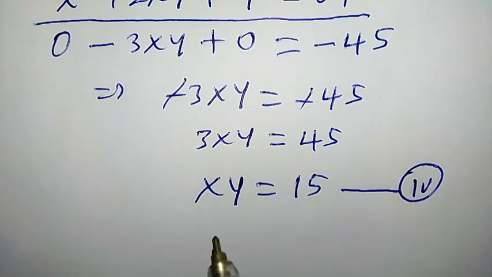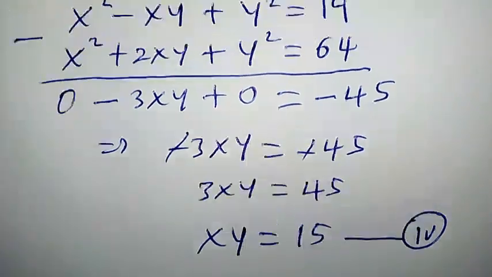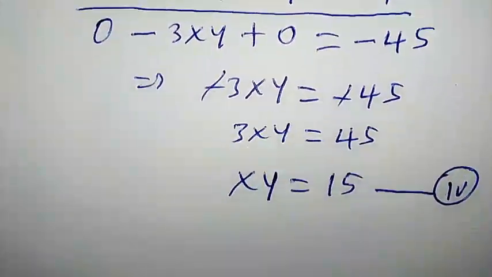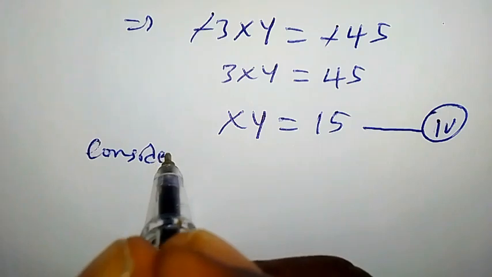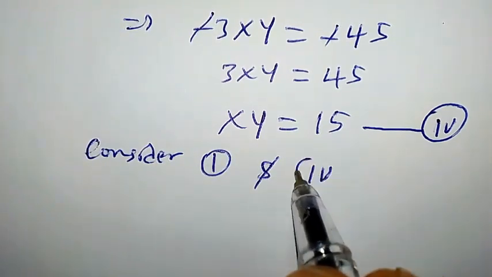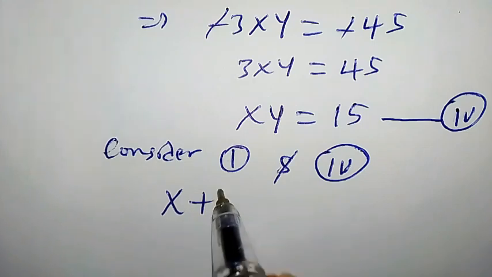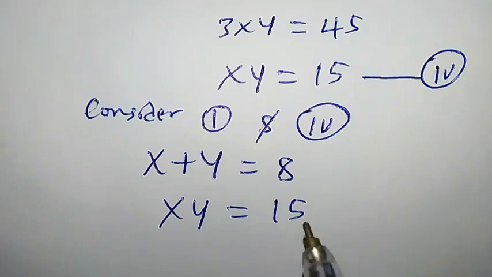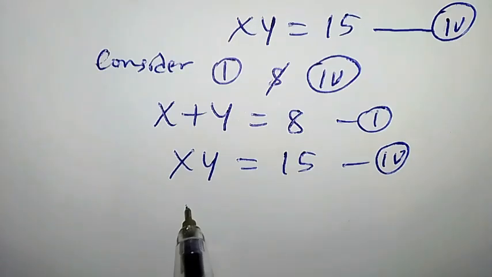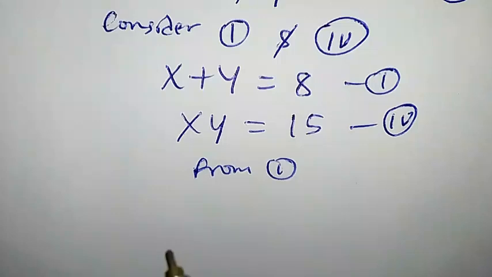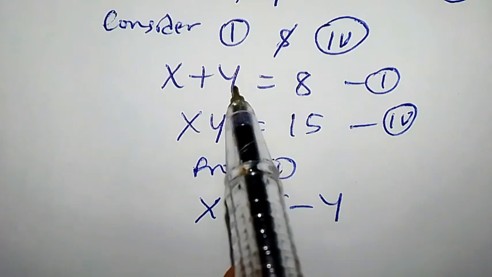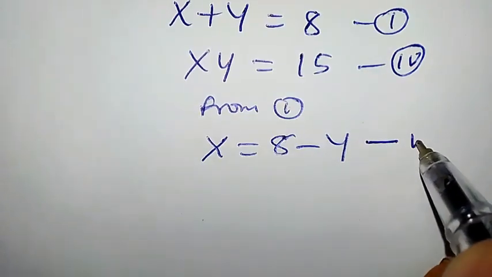You will notice that we can now easily solve for x and y if we consider equation 4 and equation 1. Consider equation 1 and equation 4. Equation 1 says x plus y is equal to 8, and equation 4 is simply xy equal to 15. From equation 1, x is equal to 8 minus y, when we transfer y to the right side. Let's call this equation 5.